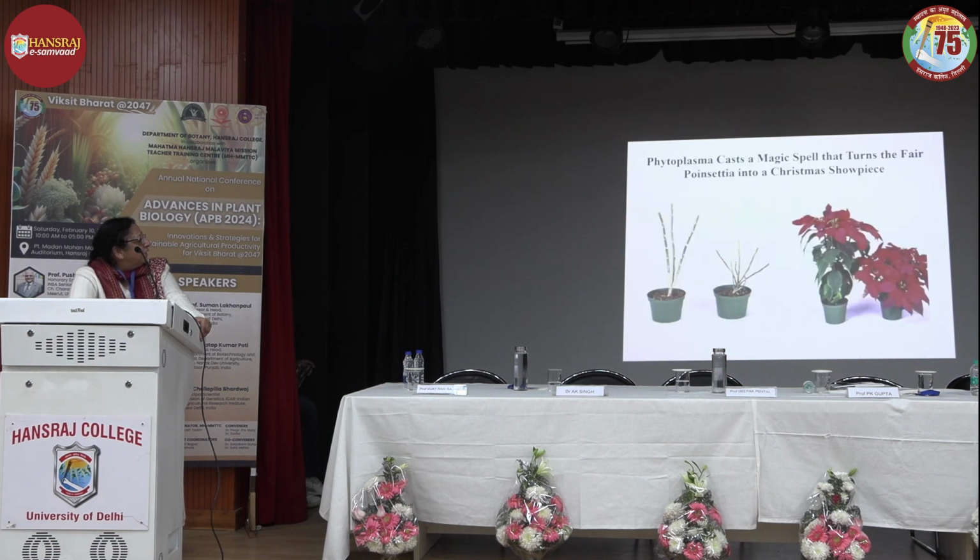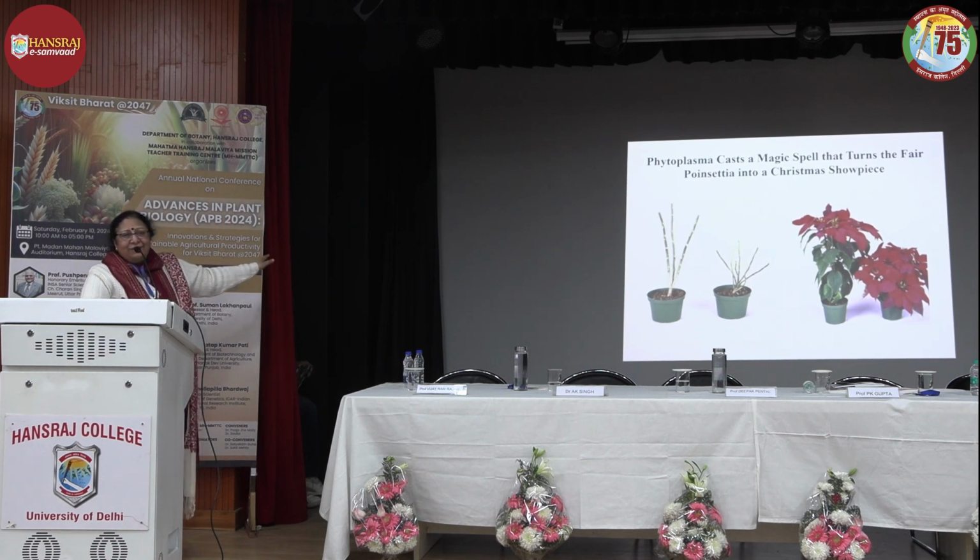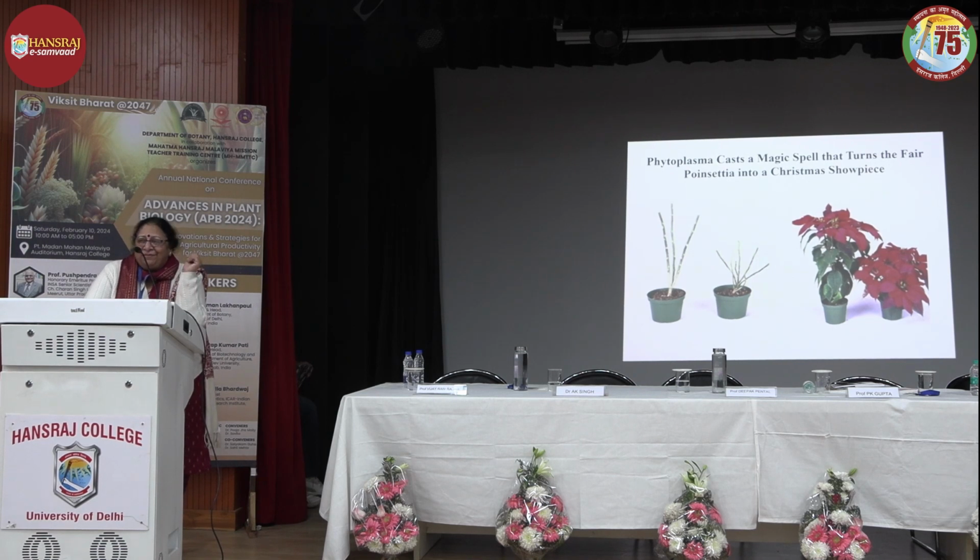This is what the normal branching pattern is, erect. That is the normal poinsettia. And then the phytoplasma infected one, the branching pattern changes, and that is why whatever poinsettia you get mostly in the market are basically phytoplasma infected. And since they are vegetatively propagated, phytoplasma remains in them.